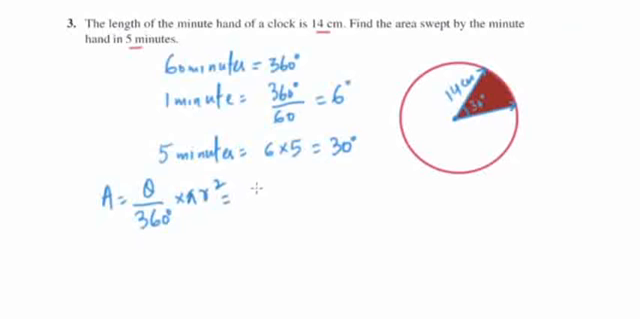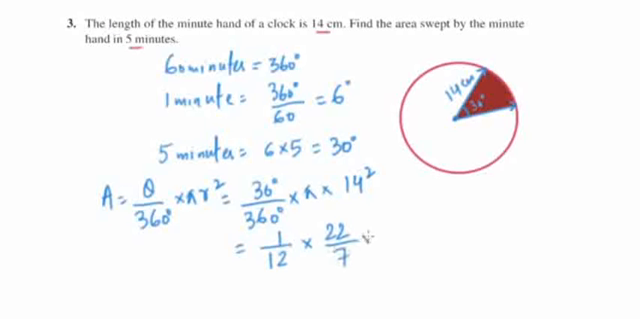We know the value of theta, that is 30 degrees divided by 360 degrees multiplied by pi, and the radius is given, that is 14 square. So on solving this, we will get 1 over 12 multiplied by 22 divided by 7 multiplied by 14 and 14. And on further solving this, we will get the final area of the sector as 154 divided by 3 square centimeter. So the area swept by the minute hand in 5 minutes is 154 divided by 3 square centimeter.